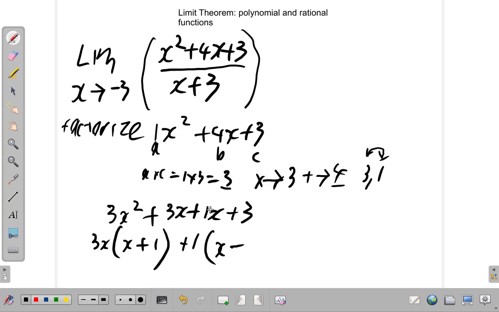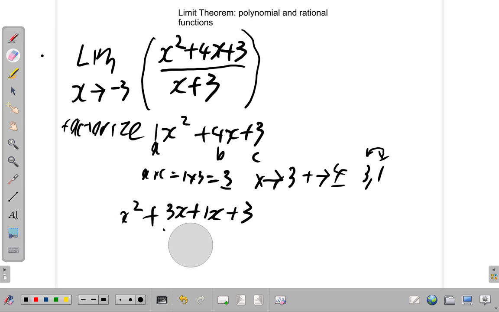Let's see if everything is okay. Oh, a mistake here. I should not have written 3 in front of this. It's 1. Where did I get that 3 from? Let's continue. So, factorize these two expressions.